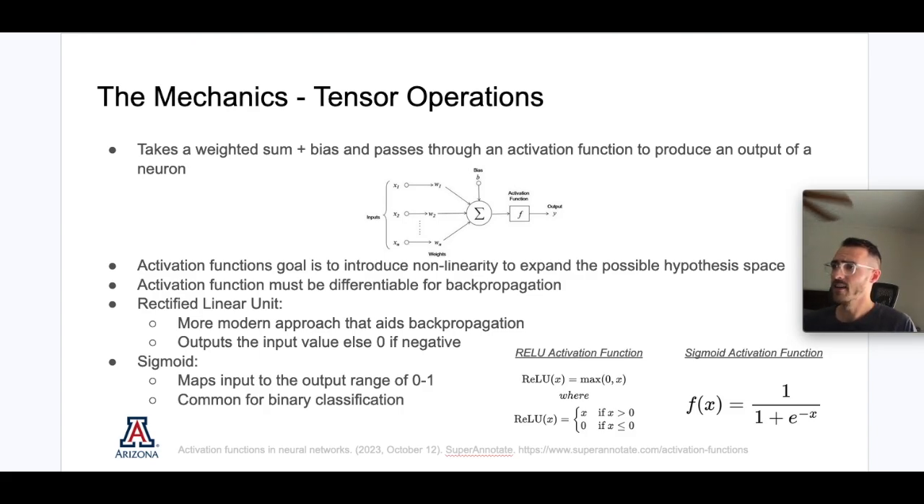And then lastly, we have the sigmoid function, again a very common activation function that basically maps the input values to an output range between 0 and 1. And this is, again, common for binary classification problems.